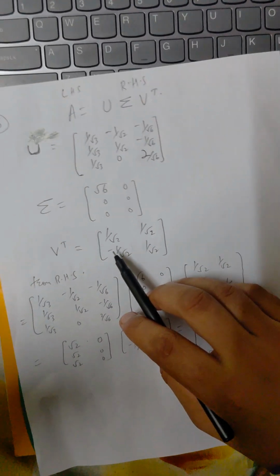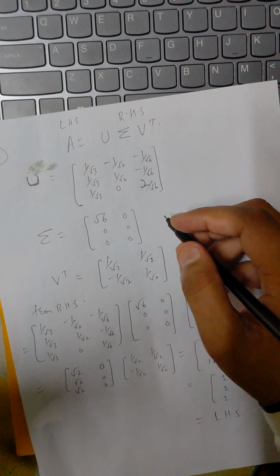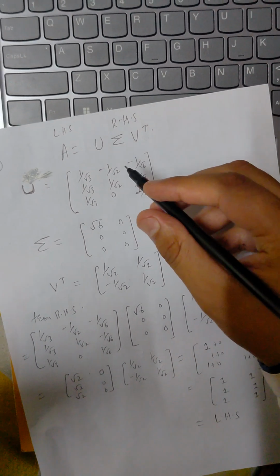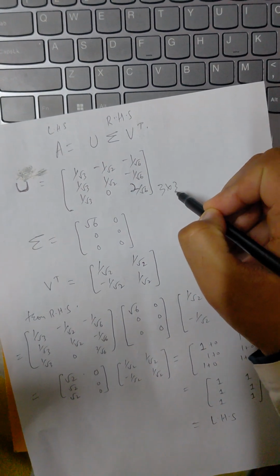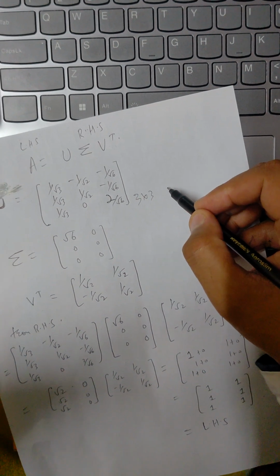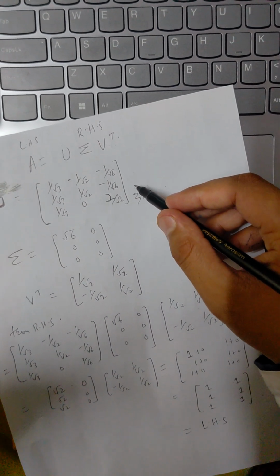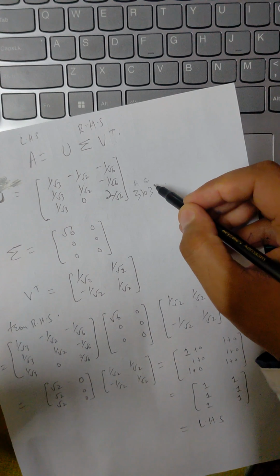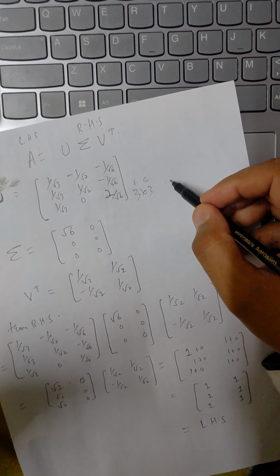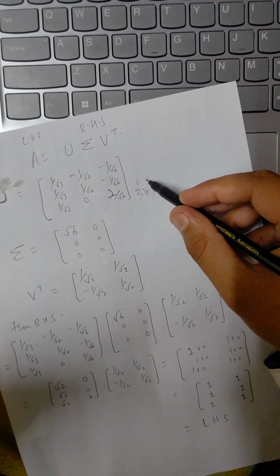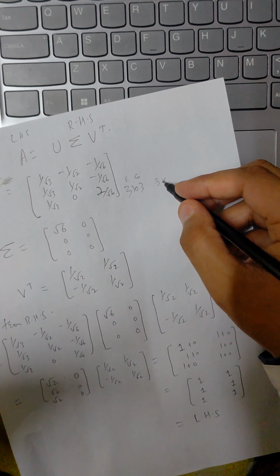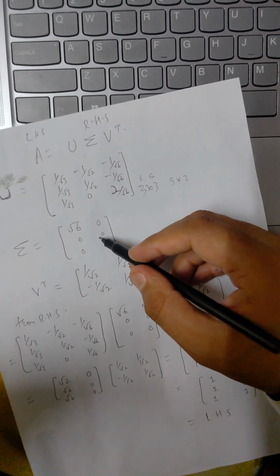So we have to take into consideration the matrix multiplication conditions. Here U is 3 cross 3. This is the number of rows and this is the number of columns. The number of columns of the first matrix should be equal to the number of rows of the next matrix. So here the summation matrix should be either 3 cross 2 or 3 cross 3.